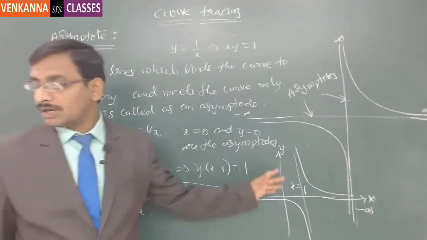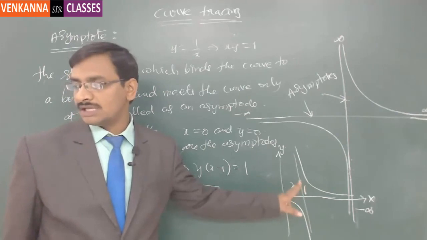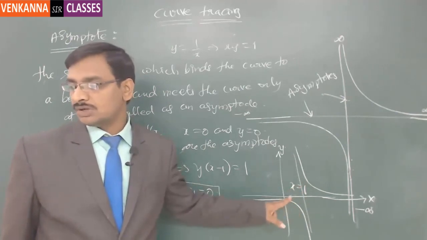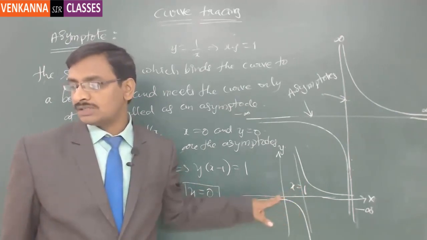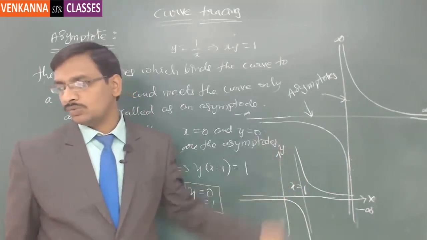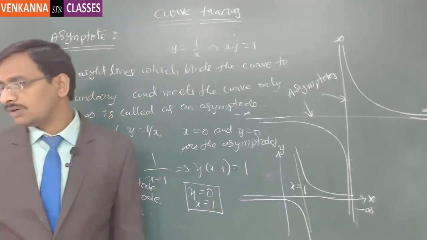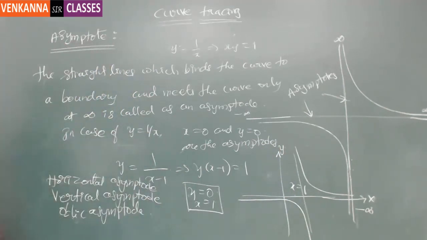So this contains both a vertical asymptote and a horizontal asymptote. So x is equal to 1 is the asymptote here and y is equal to 0 is the asymptote here, right? A horizontal asymptote is y equal to, and a vertical asymptote is always x equal to. That is the kind of asymptotes you can get in a random curve. Got it? Note down.